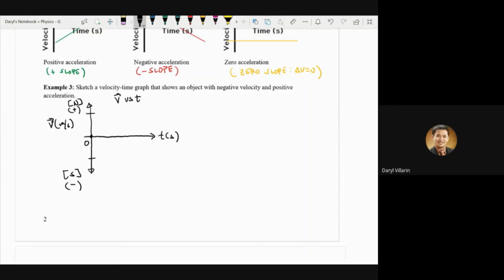So how can I have negative velocity but positive acceleration? Well, let's try to go back on what we know about negative velocity. So is it not that in the previous discussion, a negative velocity pertains that it's moving in the negative direction?